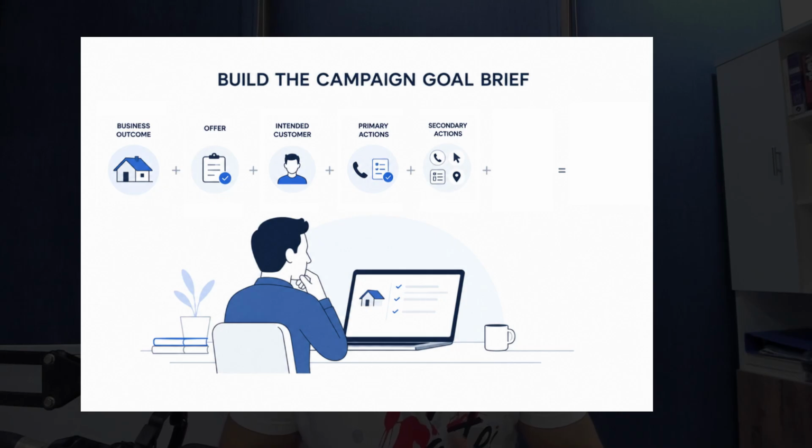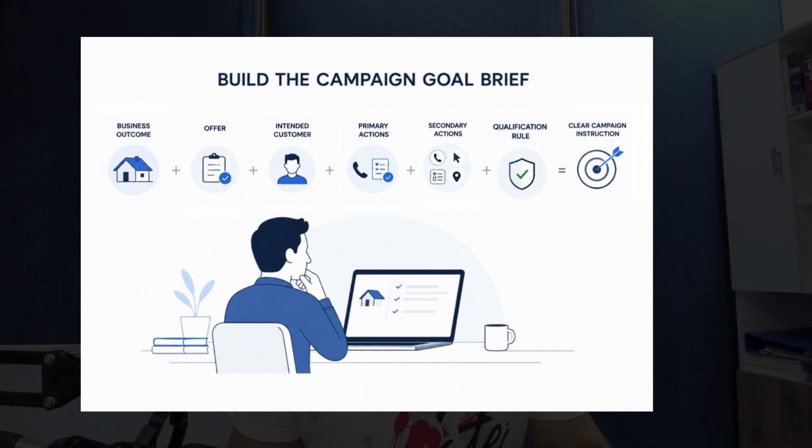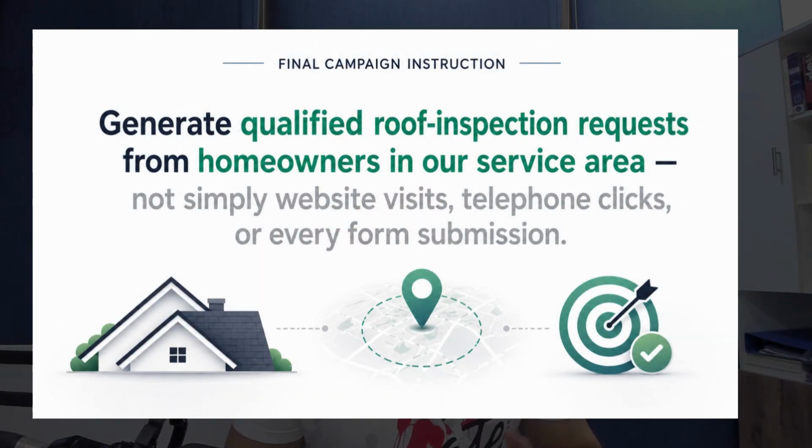Secondary actions could include click to call, form start, contact page visit, and maybe direction requests. And the qualification rule might sound like the person owns the property, lives within the service area, and is requesting a service the company actually provides. Now, we can turn all that into one clear campaign instruction that can go something like: generate qualified roof inspection requests from homeowners in our service area, not simply website visits, telephone clicks, or every possible form submission. That is much more useful than saying, okay, we want leads.